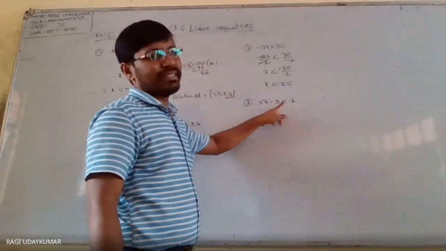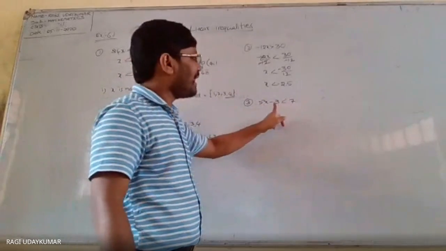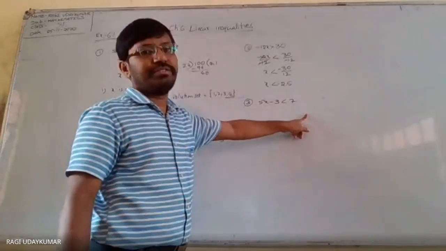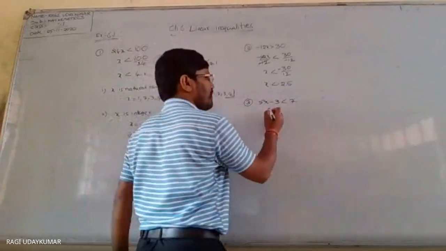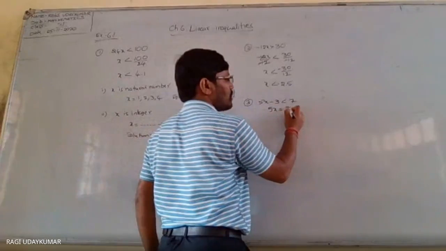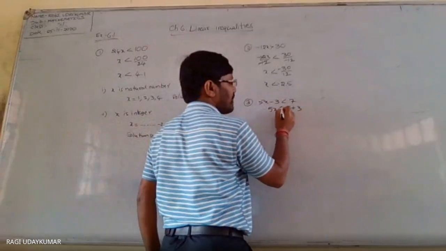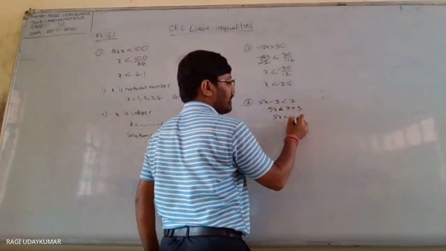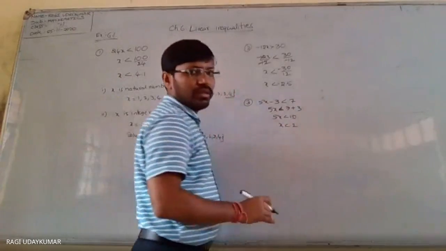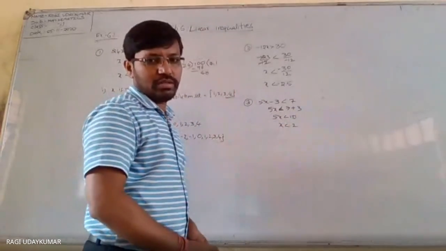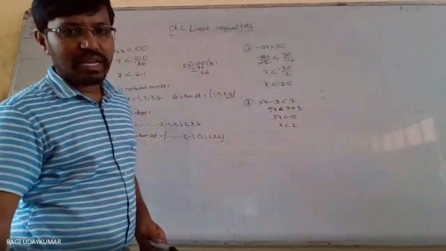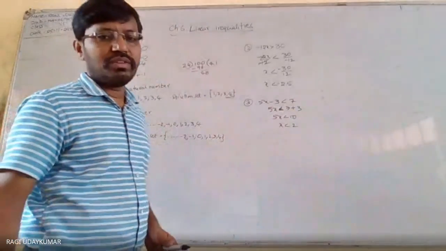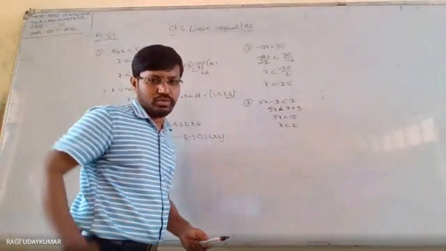First, क्या करना है? +3 करना है both sides. Otherwise directly 3 को shift करो. Shifting, transposing the number. So ये इधर जाएगा. So we are going to get 5x is less than 7 plus 3, 5x is less than 10. X is less than 2. Like that you can do it. Okay. So in 5 to 6 linear inequalities, I am going to explain some selected problems, which may be a little confusing to do.